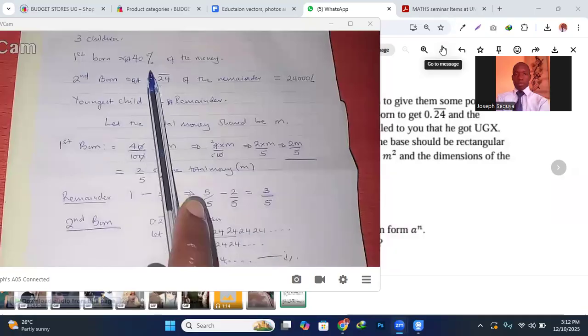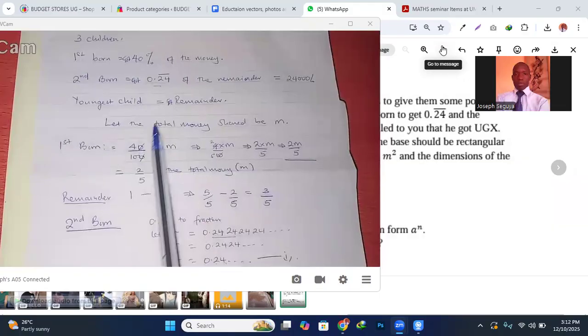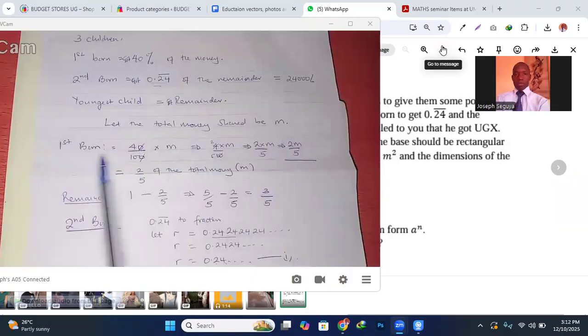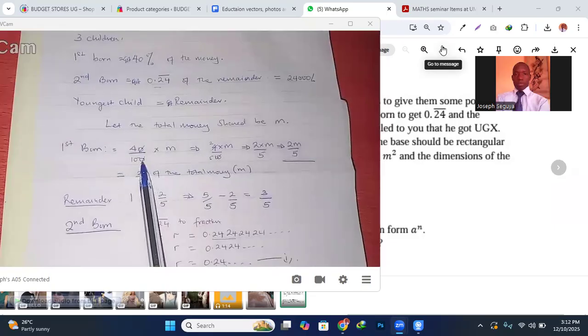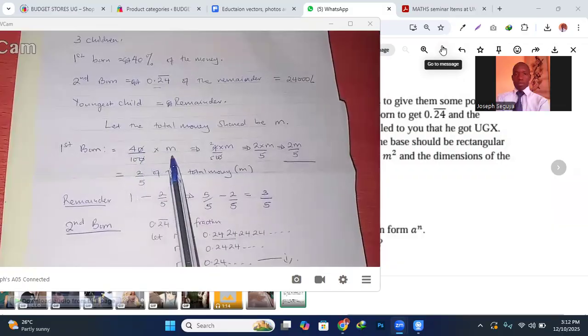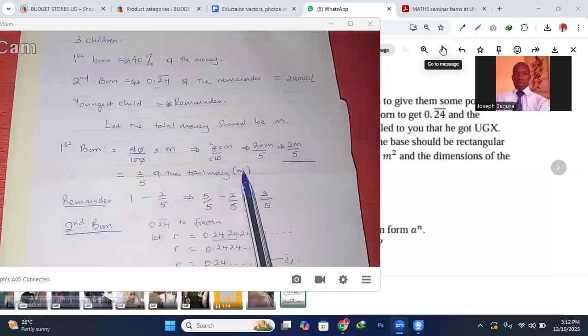Can know what we are. So, what the first child got is 40%, the second born got 0.24 recurring, and the youngest got the remainder. So what we did first is to let the total amount of money be M. The firstborn got 40%, so we had to convert it into a fraction. 40% of 100 times the total amount of money gives 2 over 5 M. So the fraction for the firstborn is 2 over 5 of the total money M.